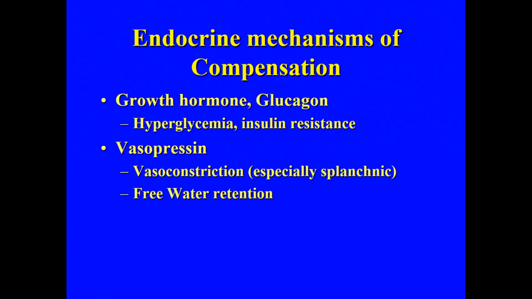Furthermore, there is elaboration of growth hormone and glucagon, further contributing to hyperglycemia and insulin resistance, but also maintaining compensatory vasoconstriction. And finally, vasopressin, elaborated in the circulation, produces vasoconstriction, especially in the splanchnic beds, as well as free water retention, again in an effort to conserve circulating volume.